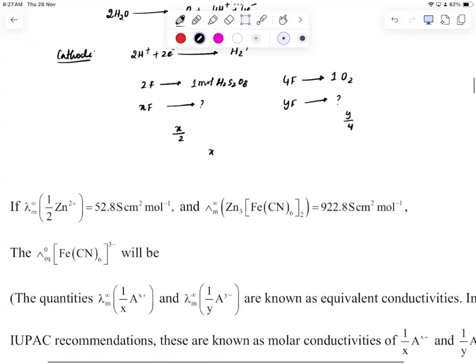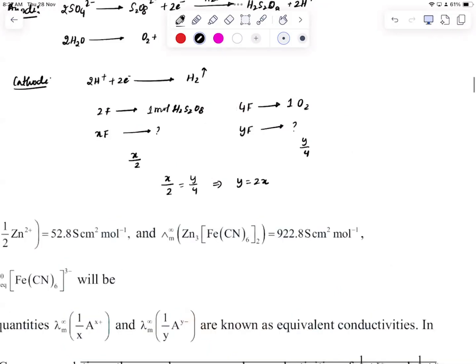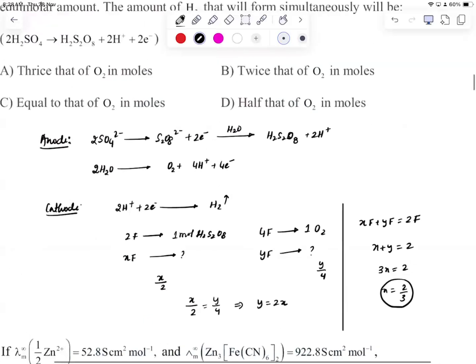Now what has been given is that the number of moles formed here is the same. So X by 2 is equal to Y by 4, which gives Y is equal to 2X. And the total charge is X Faraday plus Y Faraday, which is equal to 2 Faraday. So X plus Y is equal to 2. Since Y is equal to 2X, 3X is equal to 2. So X is equal to 2 by 3.